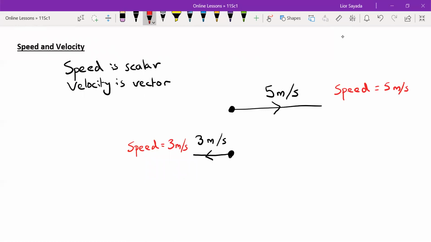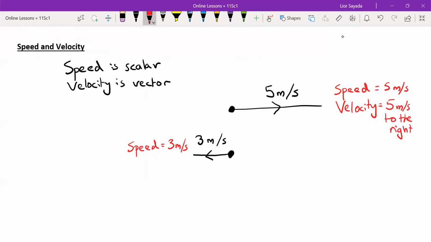Velocity includes what? You should have said that velocity includes direction. Why does velocity include direction? Hopefully you've said because it's a vector quantity. So therefore, for this one, the velocity has a speed of 5 meters per second. So its speed is still 5 meters per second, but it's to the right.